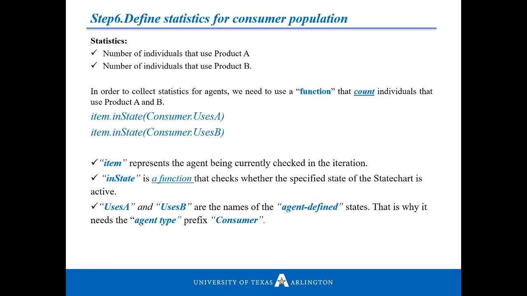Item represents the agent being currently checked in the iteration. In state is a function that checks whether the specified state of the state chart is active. Uses A and uses B are the names of the agent-defined states. That's why it needs the agent type prefix consumer.